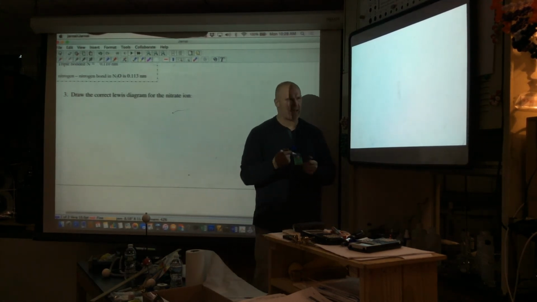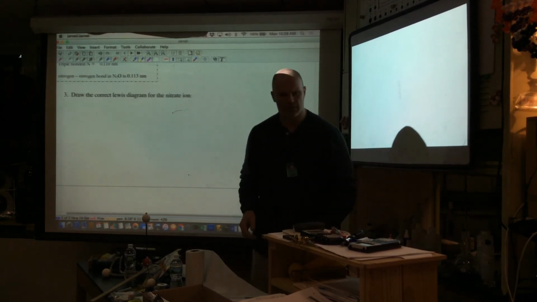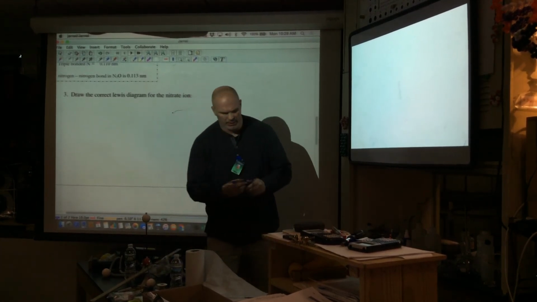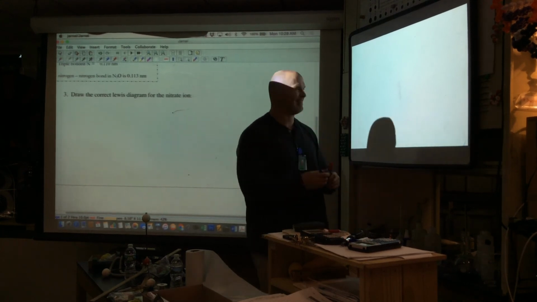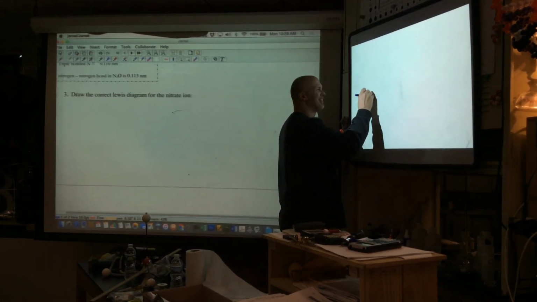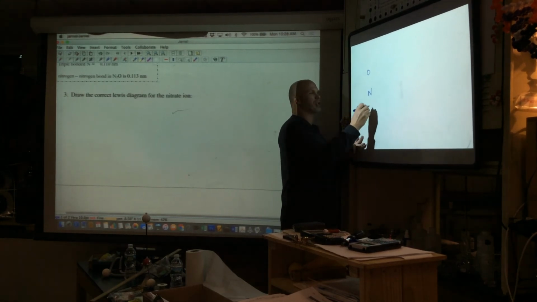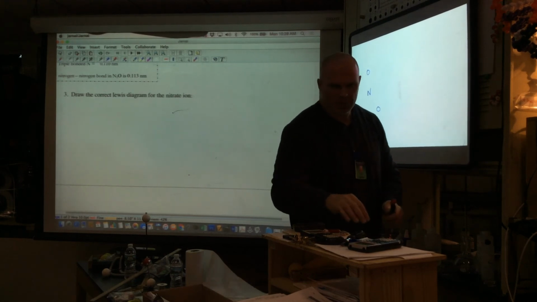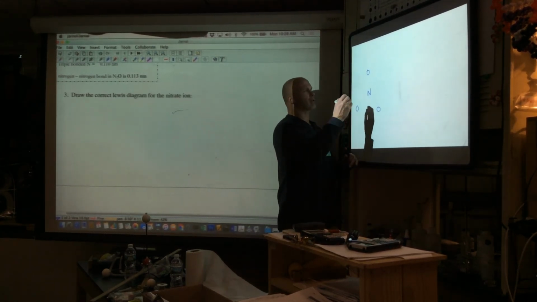So watch with me. I'm going to take an N. Here's an N. And I put the O's out. Now, I don't know if it's this shape, but I'm just guessing. Remember, this is what? Trial and error, when you do a Lewis dot diagram. Now, put out the valence electrons.